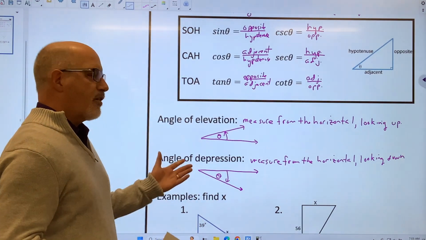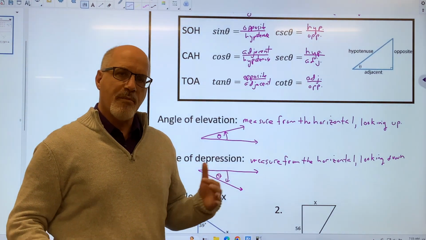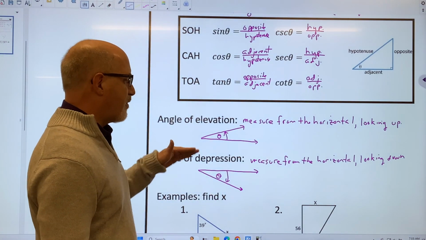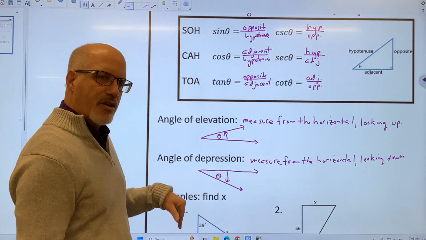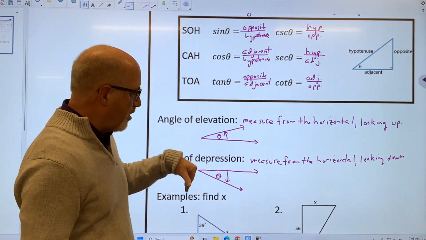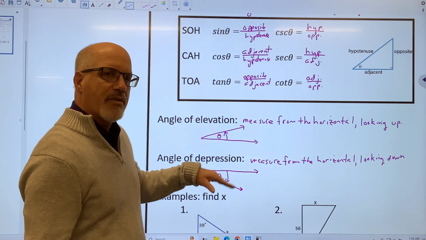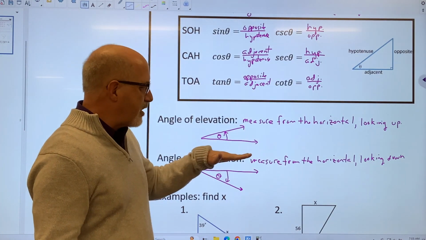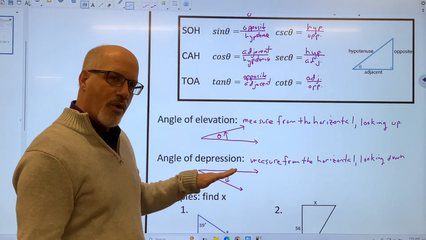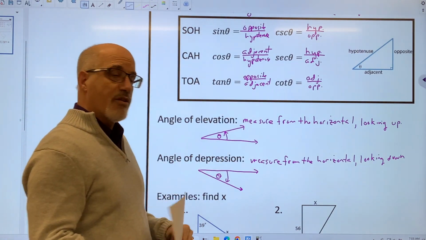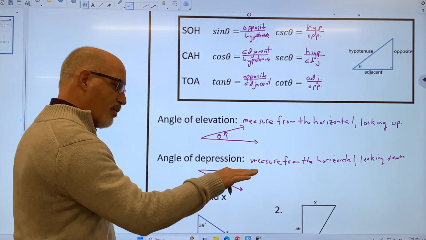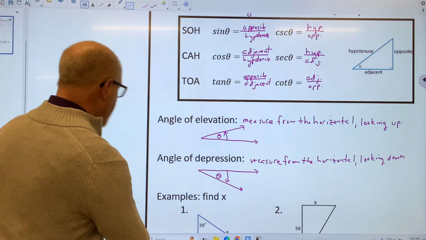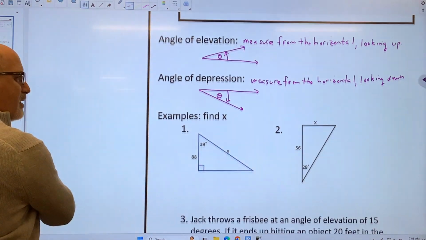It's important, especially for the angle of depression, because a common error is to not measure it from the horizontal, but some people by mistake measure it from the vertical. They'll measure this angle, which is more of a looking up angle from the vertical, instead of from the horizontal looking down. It's very important to make sure we put the angle in the right place. So from the horizontal, always either looking up or from the horizontal looking down. Let's go ahead and do some problems here.